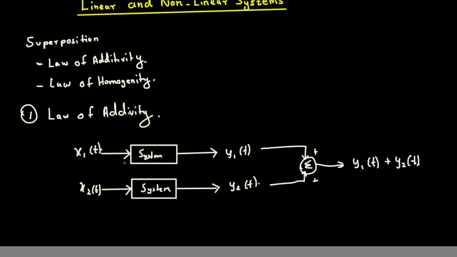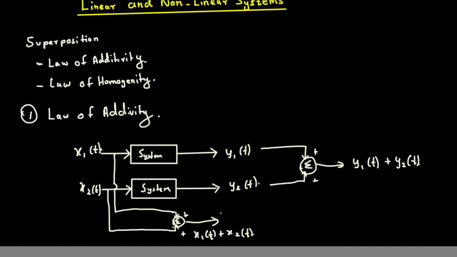If we add x1 of t and x2 of t and get the same result, then the system satisfies the law of additivity. So you take these two inputs and sum them directly. We are summing x1 of t plus x2 of t, and this is our system. After summing, it goes through the system.